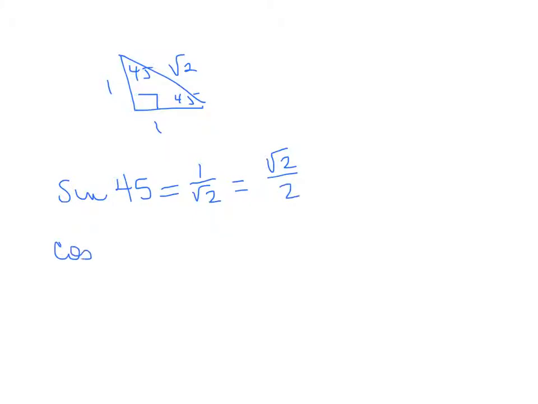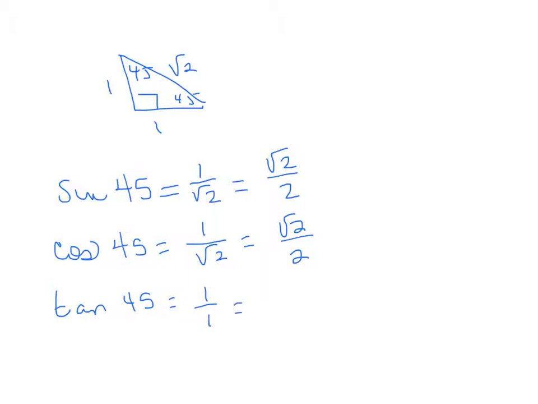Then cosine is adjacent 1 over the hypotenuse, and it's going to be the same thing. So these are going to be pretty easy to remember. Then tangent is opposite over adjacent, which is 1 over 1, which is simply just going to be 1. So there's all of our trig functions for our special right triangles. This ends the section on 2-1.